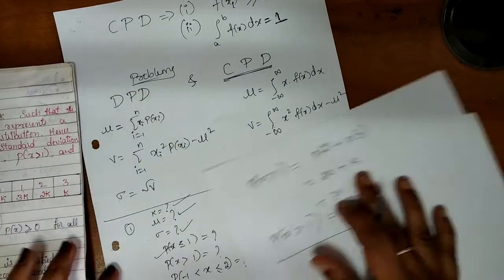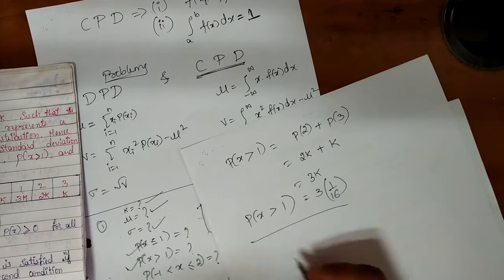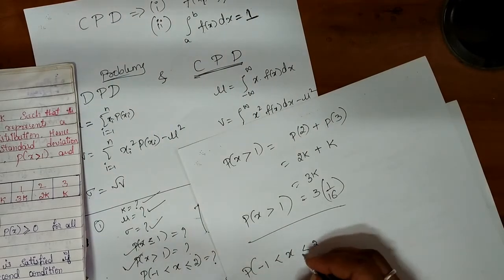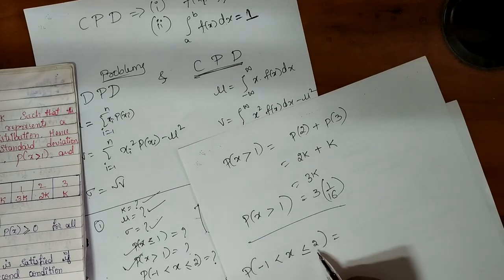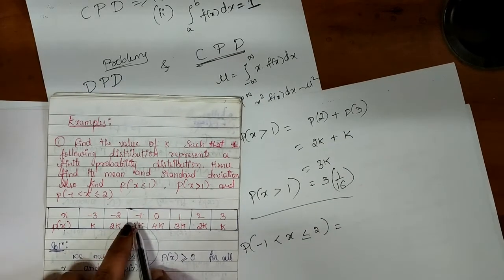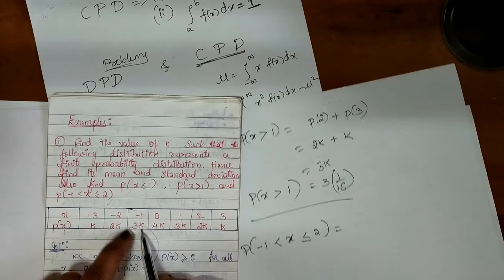Now we found this also. Now let me find the probability of x lies between minus 1 to 2. What we have to find? P of x lies between minus 1 to 2, and here 2 is included. In this distribution, x lies between minus 1 and 2. Minus 1 is not included because it is strictly less than. Minus 1 you should not take.